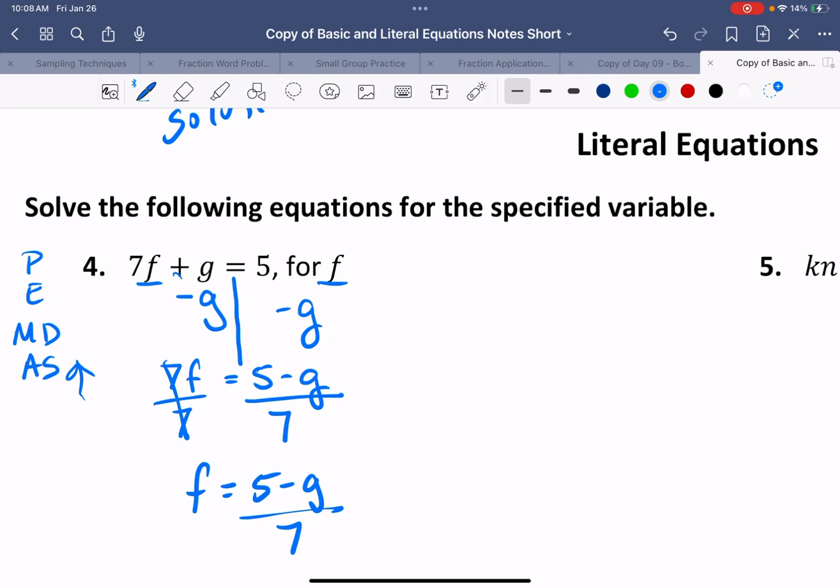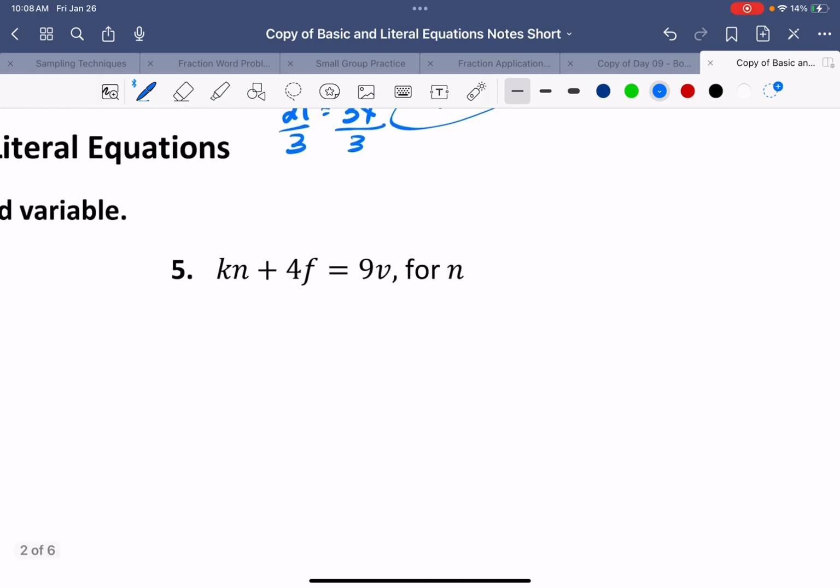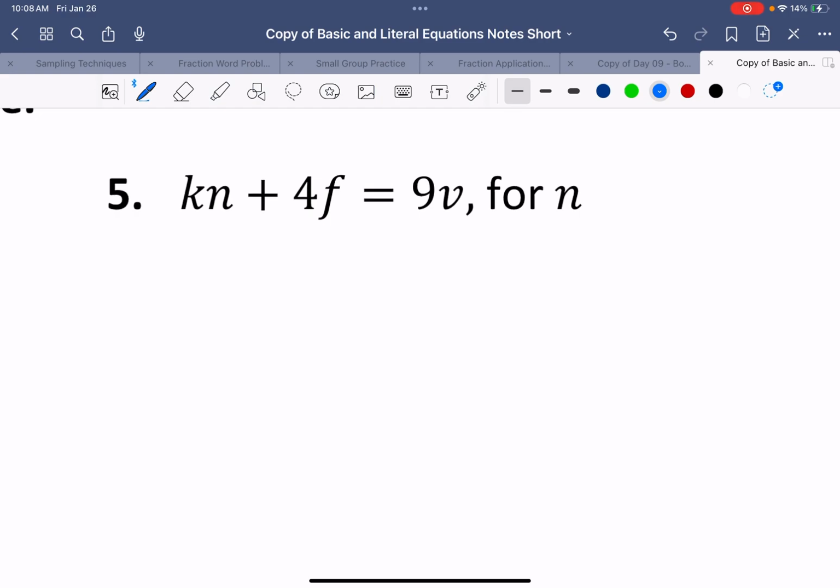Okay? All right. Let's try this one. It looks crazy, but it's really not. We are solving for n. So somehow we have to get an n equals something, right? So I'm going to look here and I go, oh, here's my n. I don't want to touch it. Okay? So what am I going to do? I have 3 variables. Let's just move things around like we normally would.